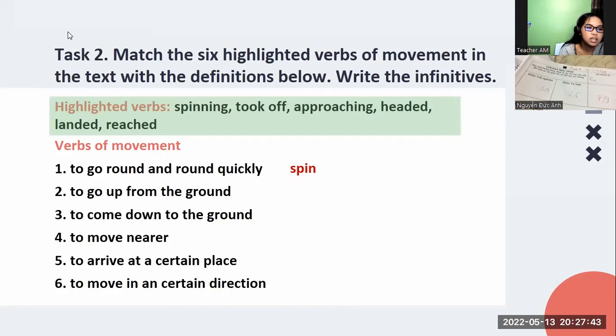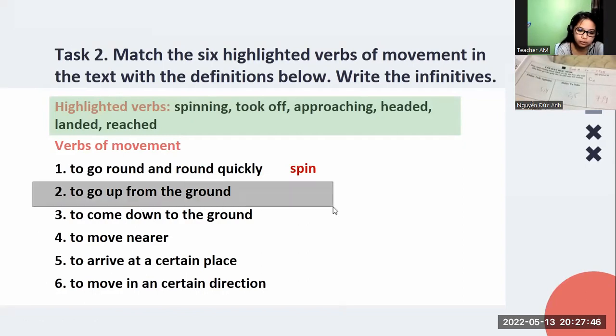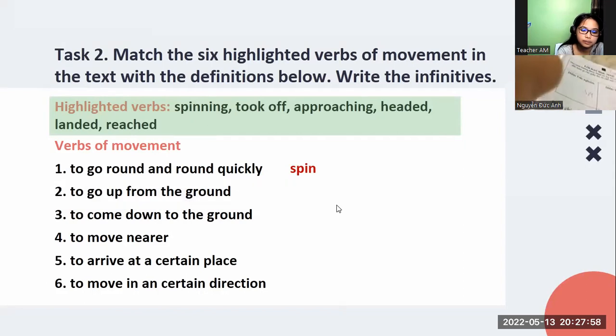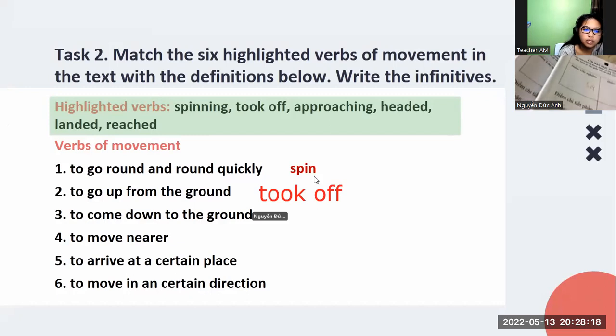Okay, so what about number 2? Can you please read number 2? To go up from the ground. Okay, to go up from the ground. So what word is that? Okay, so this is take off or took off. Very good.